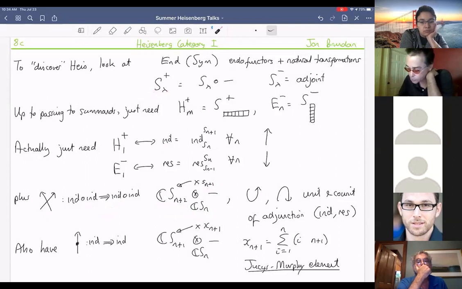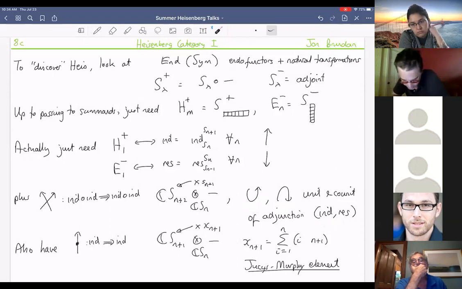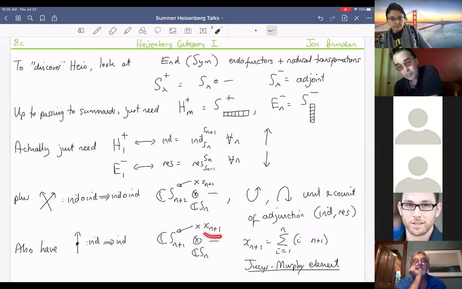And to get the same story for the adjoints, you need this rightward cup and rightward cap, which are just the unit and the counit of the canonical adjunction between induction and restriction. So you need to throw those in. And there's one more well-known natural transformation from induction to induction, which I'm going to denote by a dot. That's given in terms of the bimodule that you're tensoring with, the group algebra of S_{n+1}, by multiplication by X_{n+1}, which is the sum of all transpositions that end in n+1. That's the Jucys-Murphy element.